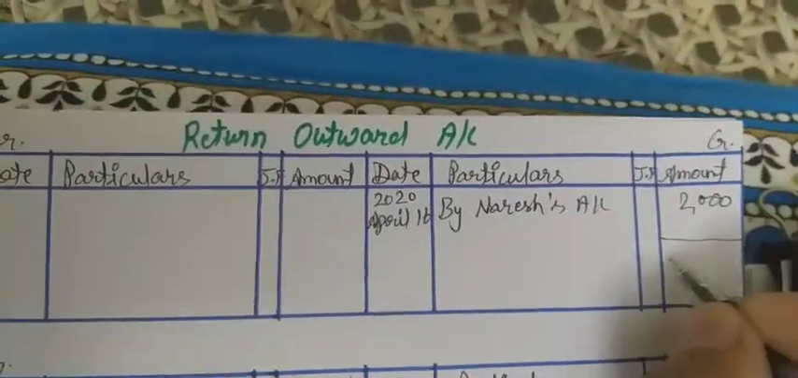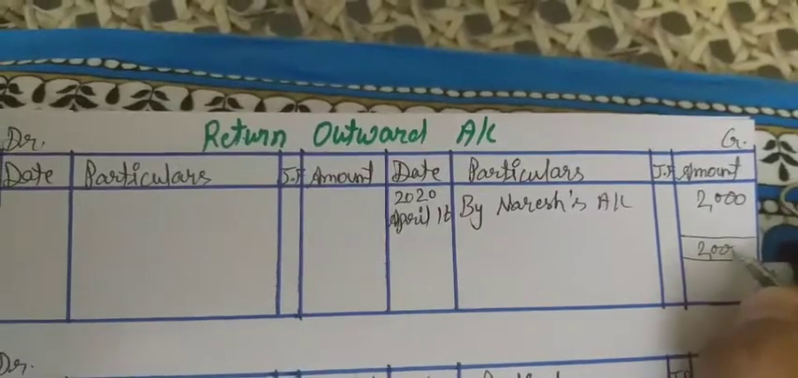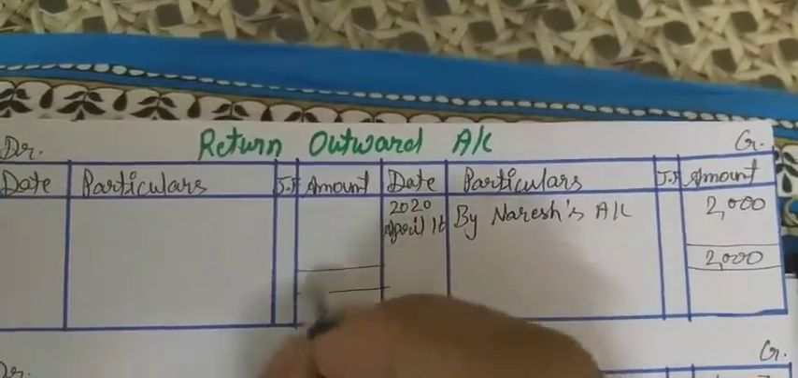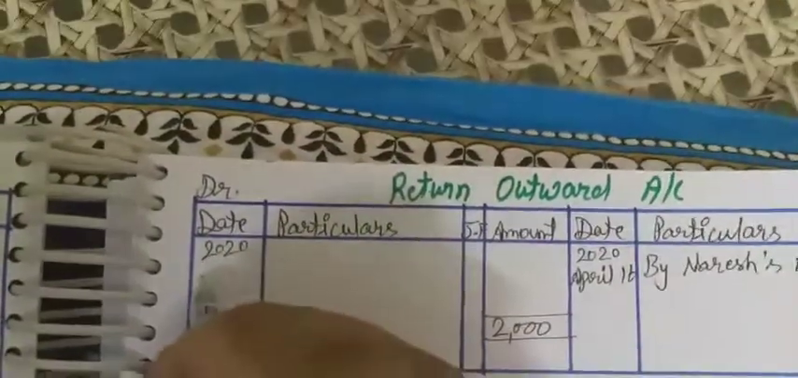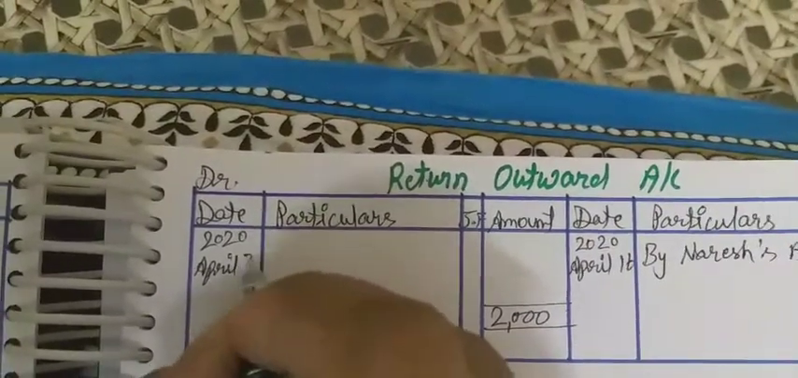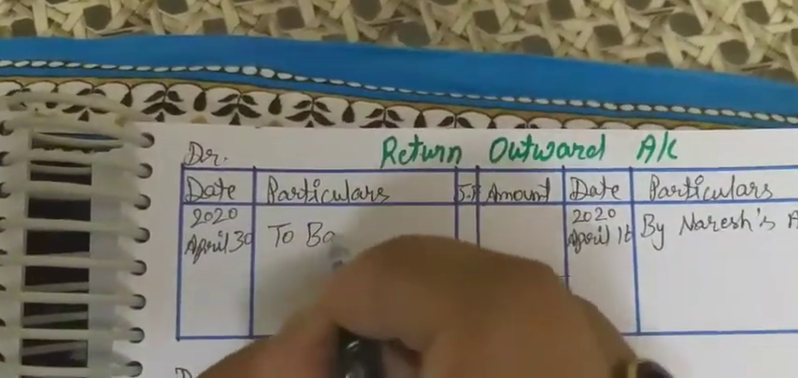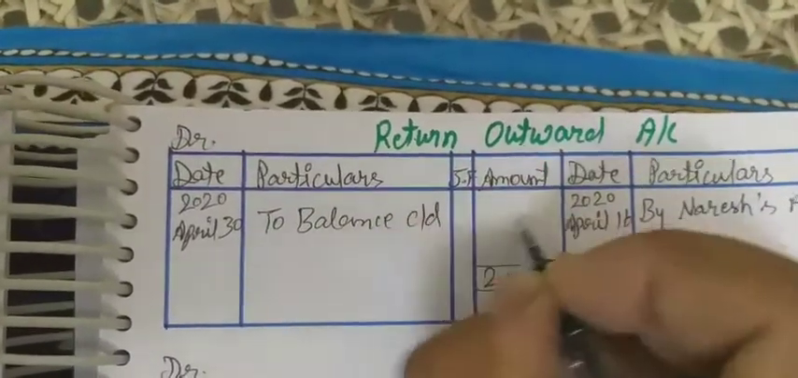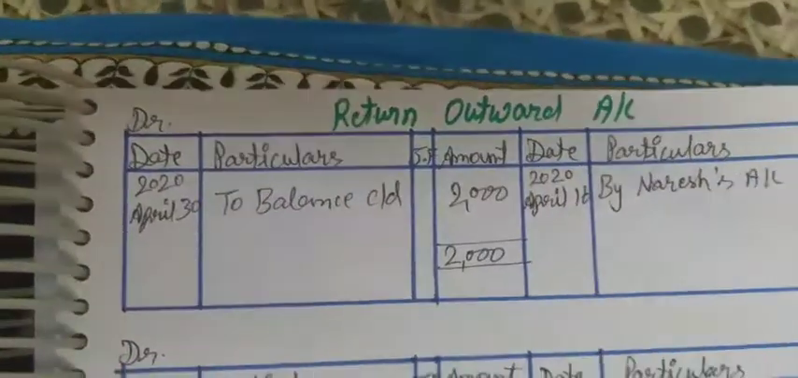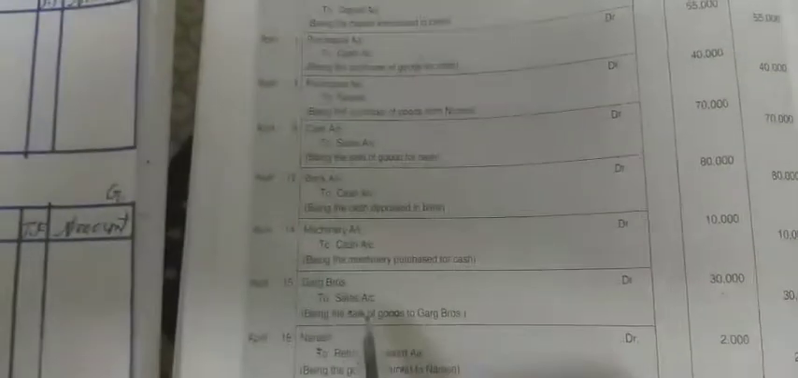Is there any other return outward? Student, there is no other return outward account in the given journal entries. So now we have to do the balancing for the return outward account, 2,000, and now on April 30, to balance CD, amount is 2,000. Okay, so now the return outward account is also prepared.